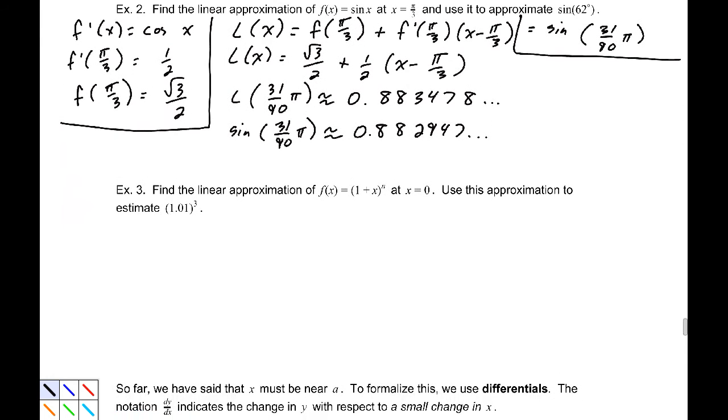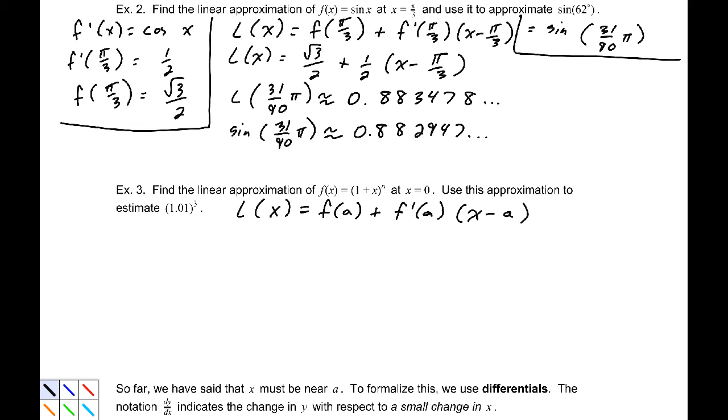Last question for this. Example 3, find the linear approximation of f of x equals 1 plus x quantity to the n at x equals 0. And then use this to approximate or estimate 1.01 to the third. Well, first off, by definition, our linearization is going to be equal to f of a plus f prime of a times x minus a.